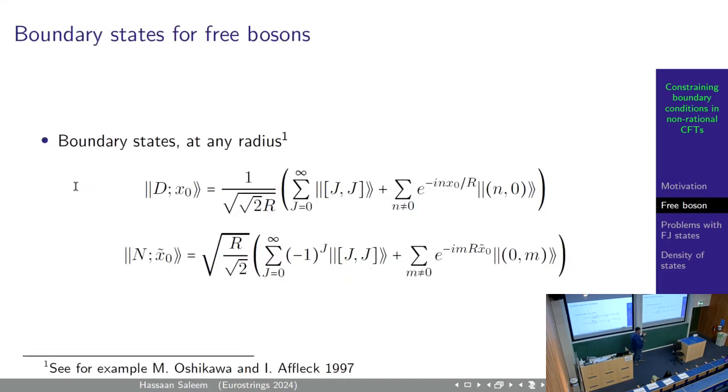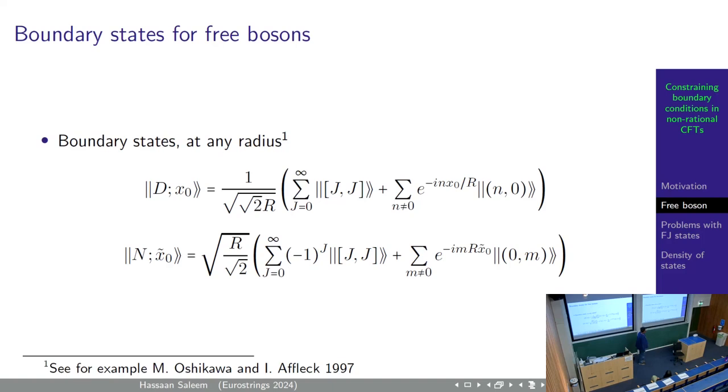Two boundary states are very well known: the Dirichlet state and the Neumann state. This is the Dirichlet state, and you can see that this particular boundary state does not make use of these Ishibashi states 0m, and this is the Neumann state, and this does not make use of this Ishibashi state n0, but both of them make use of these JJ states.